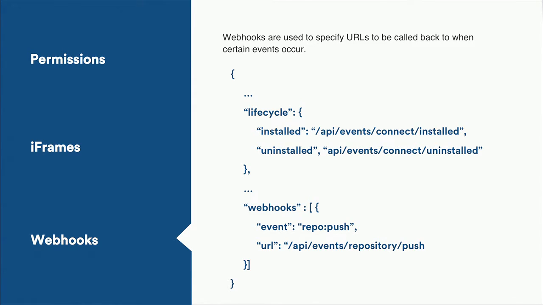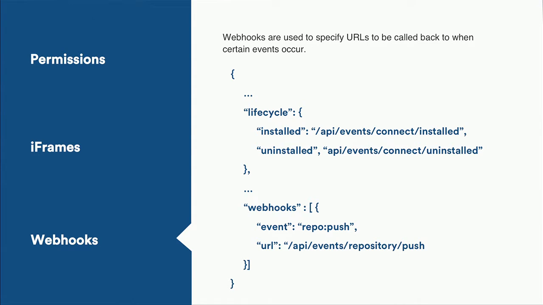The final part of the Connect descriptor are webhooks. Webhooks allow you to receive HTTP requests when certain events occur in the Atlassian parent product, such as a user pushing code to a repository. In this example here, you can see that it has a URL. Whenever a user pushes code, this URL is called. A HTTP request is made to this URL, which one of our microservices then actions.